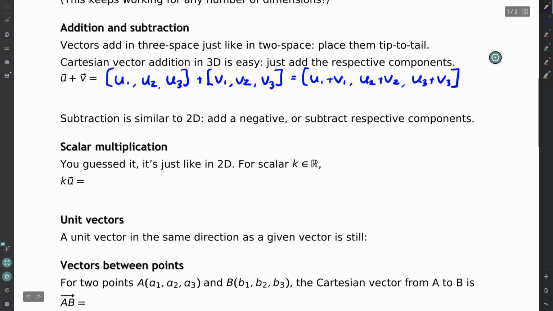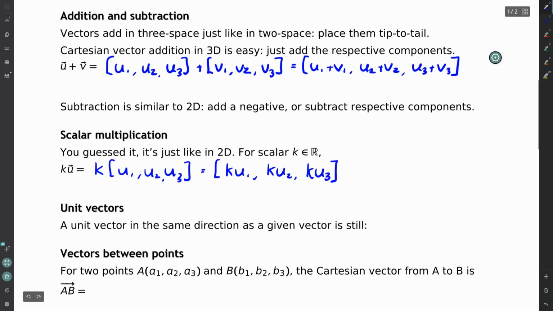Scalar multiplication, there's no surprises here. It's just like in 2 dimensions. So if we have a scalar k, which is a real number, then k times vector u is k times (u1, u2, u3). And that k just goes inside the brackets, multiplying each of the components.